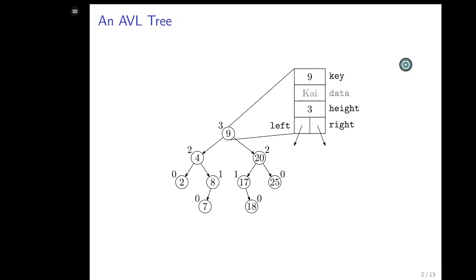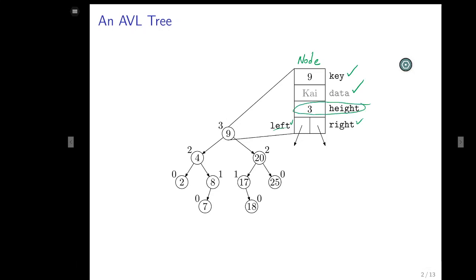So this is a node structure for an AVL tree. It contains the normal stuff that we've seen before. A key, since this is implementing a binary search tree to do a dictionary. So there's a key associated with some data, which I wrote in gray because I'm actually not going to write the data value in the nodes in this class. You just have to imagine that they're there. It also has a left child and a right child. That's the same as in a binary search tree. But it has this added field, which is height.